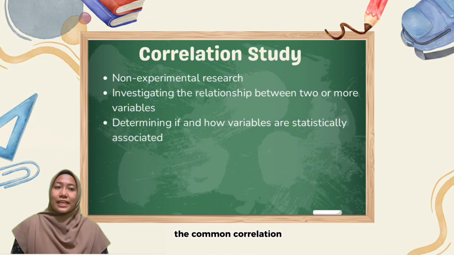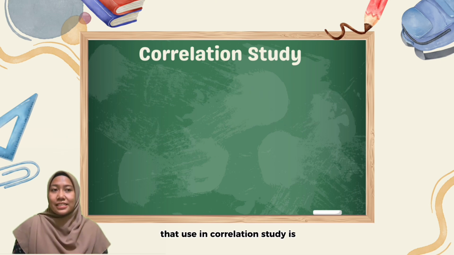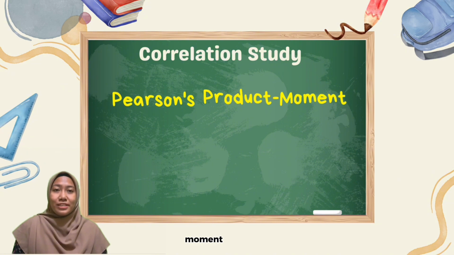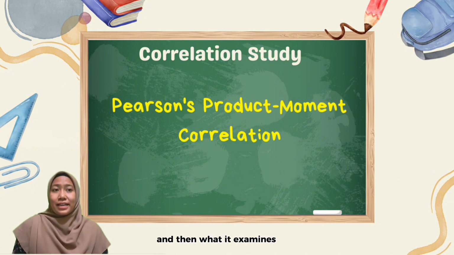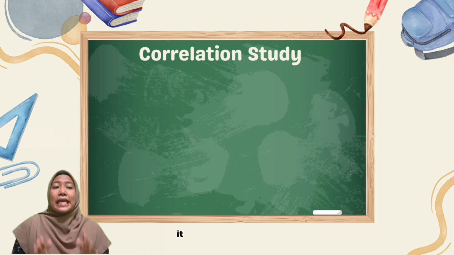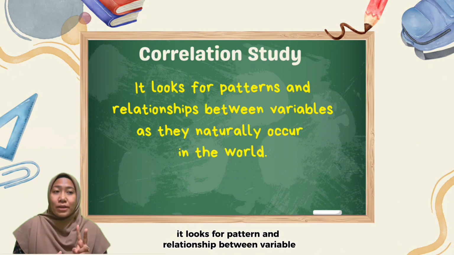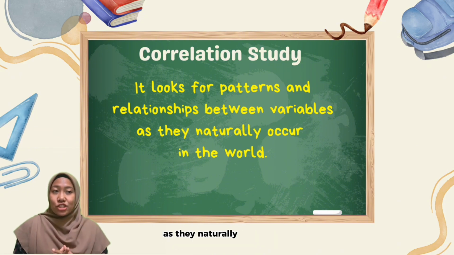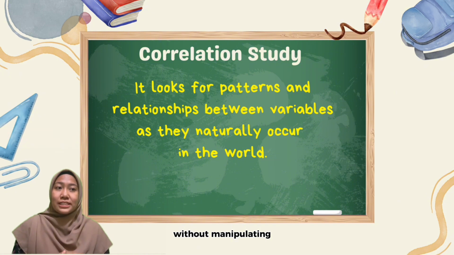The common correlation coefficient that is used in correlation study is Pearson's product moment correlation. And then, what does it examine? Great. It looks for patterns and relationships between variables as they naturally occur in the world. Usually, researchers measure variables without manipulating or controlling them.